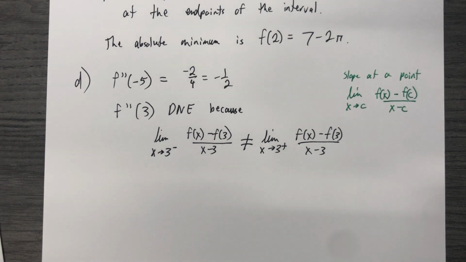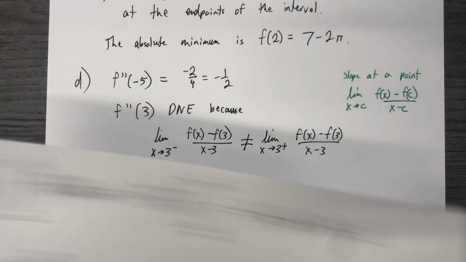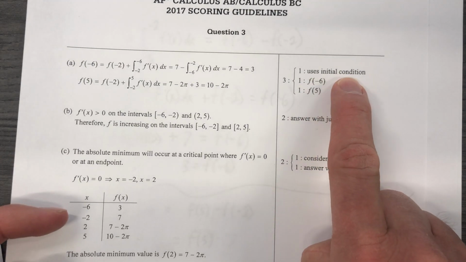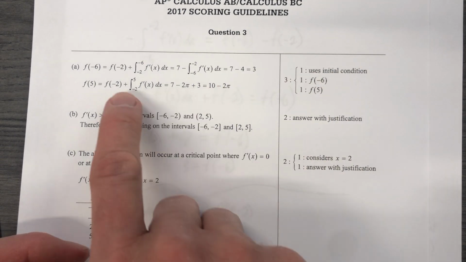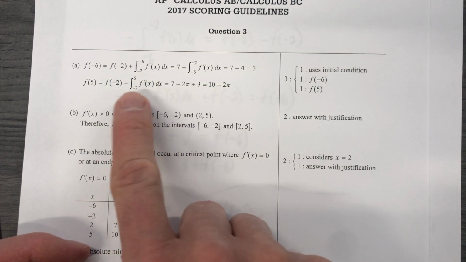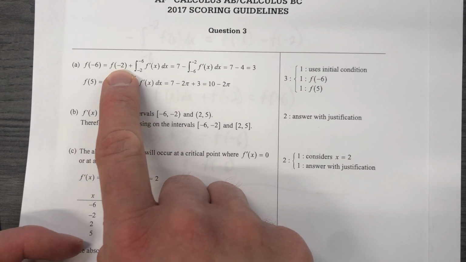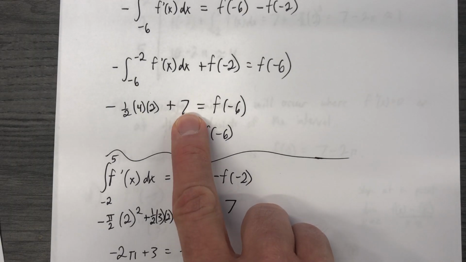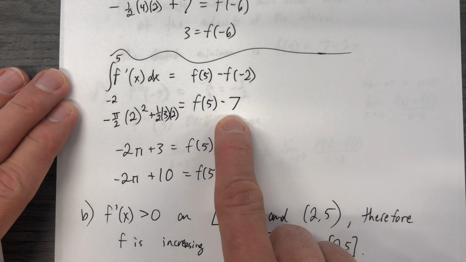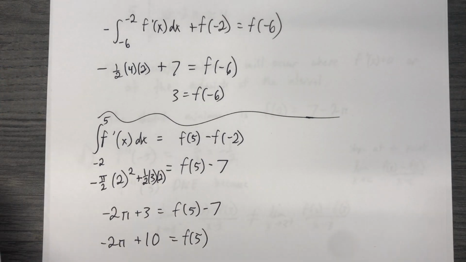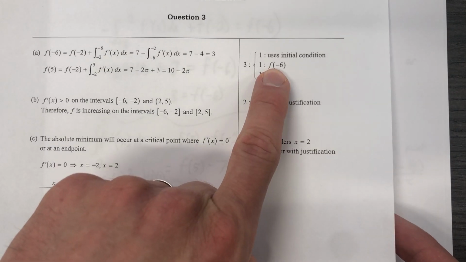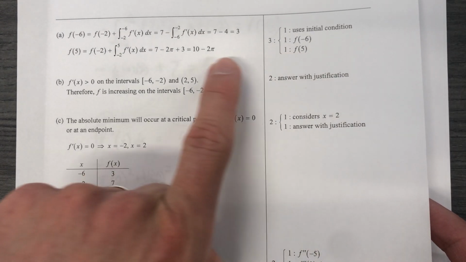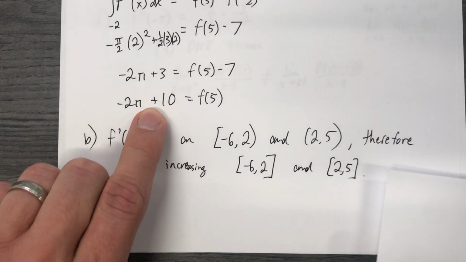I'm pulling out the scoring guideline, pulling out my answers. All right, here goes number 3, part A. Did I use the initial condition? The initial condition meaning f of -2. Now, they may have done theirs a little bit differently. They actually did do theirs differently than I did. But they used the 7, and I got a point for using the 7. I used it on both circumstances, okay? Different, might look different than theirs. And then I found f of -6, which they got to be 3. F of 5, which they found to be 10 minus 2 pi. I wrote it differently, but it's the same thing.